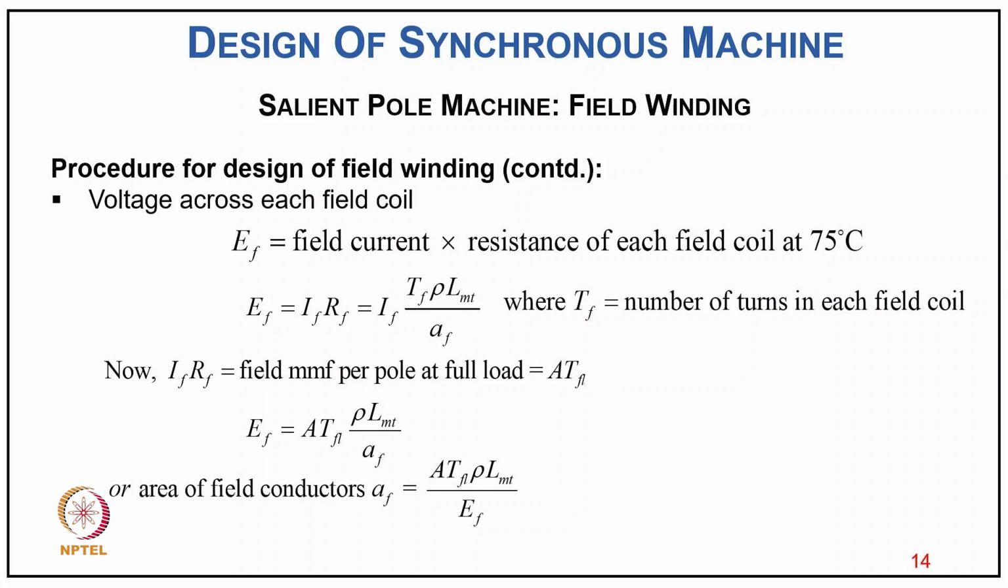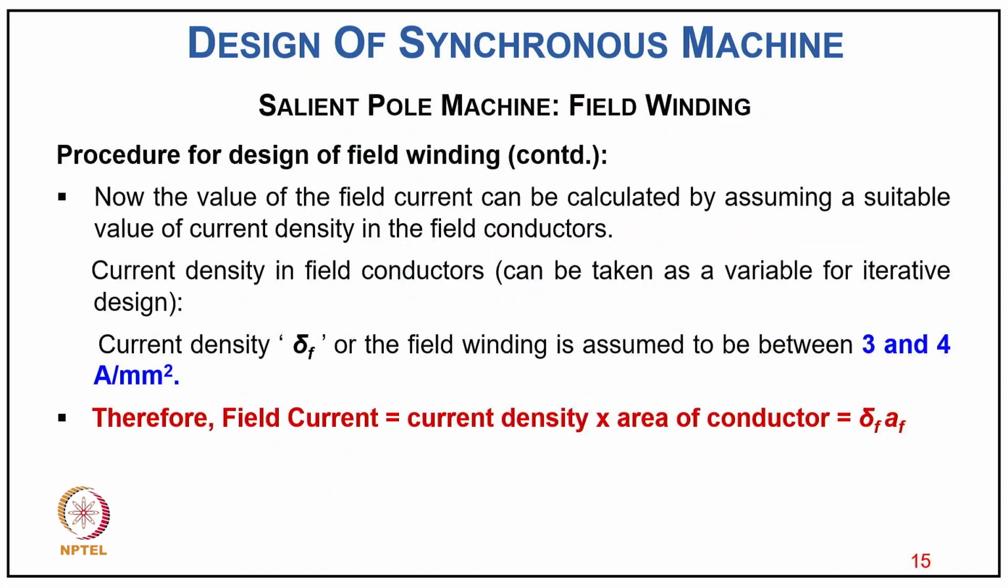per pole, and IF TF is the field ampere-turns per pole, that is ATF, and AF equals ATF into rho LMT upon AF, or the area of the field conductor AF equals ATF rho LMT upon EF.